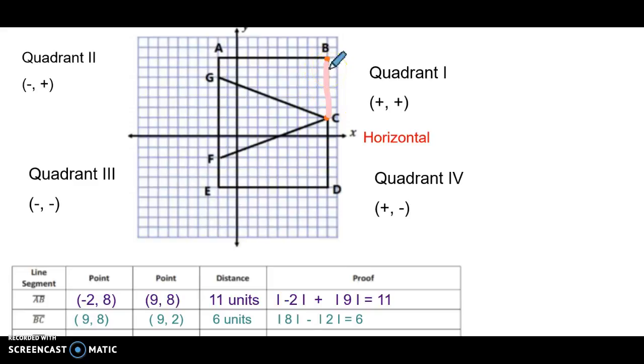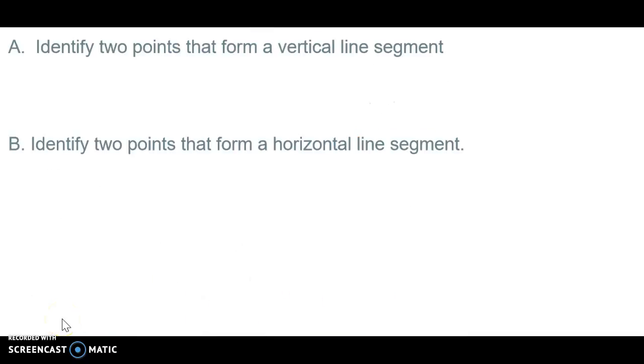What I want you to do for about 3 minutes, I want you to work with a buddy, your elbow partner, so the person sitting next to you, and go ahead and complete the rest of this table now that you feel like you had some time working with it. I want you looking at the bottom of your paper where it says A, B, C, D. The question for A is identify 2 points that form a vertical line segment. So that means 2 points that form a line going up and down.